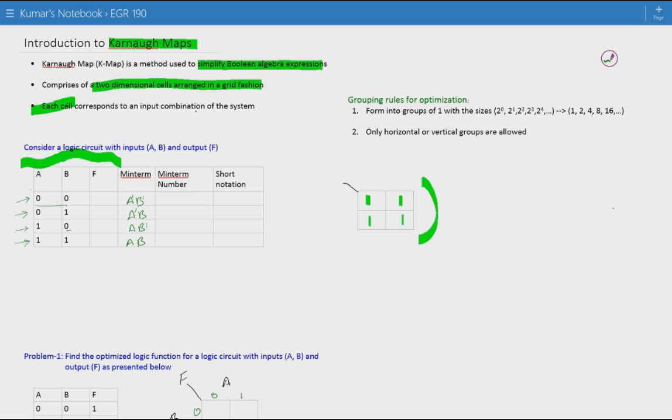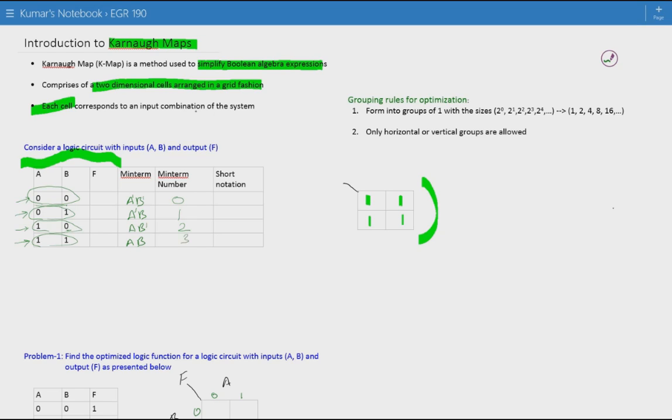Now, each one of these minterms is given a number. How do we find this number? It's quite simple actually. Look at 0 0: what is the decimal equivalent? It is 0, so it has a minterm number of 0. Next, input 0 1: the decimal equivalent is 1, so the minterm number is 1. The next one is input 1 0: the decimal equivalent is 2, so the minterm is 2. The last one, input 1 1: the decimal equivalent is 3, so the minterm is 3.